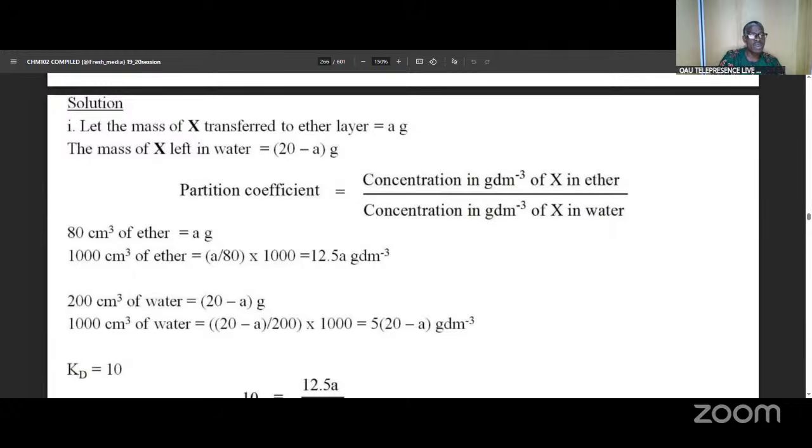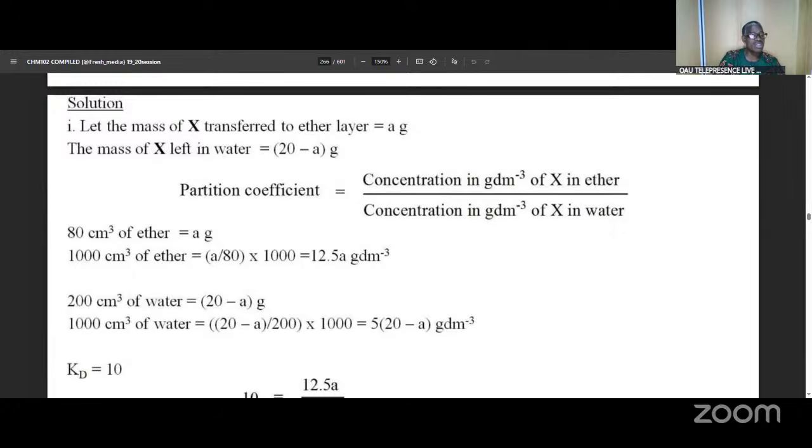So A over 80 times 1000 will give us 12.5A gram per dm cube. So that is the concentration of X in ether in gram per dm cube. So let's now look at the concentration in water.